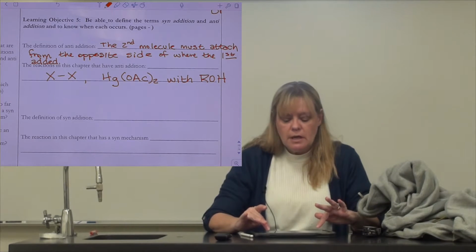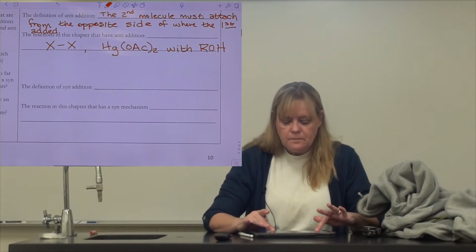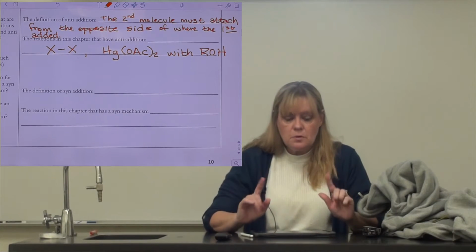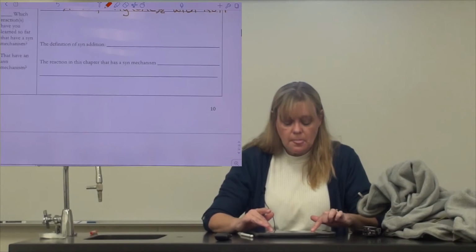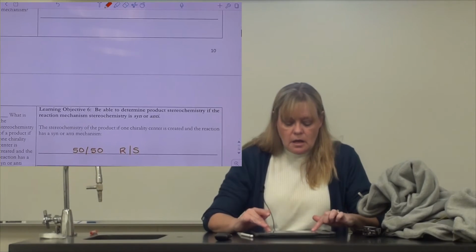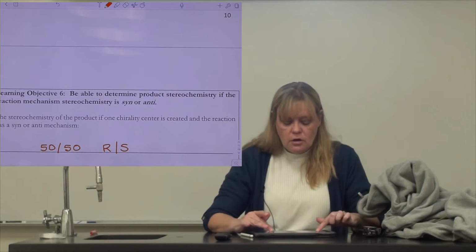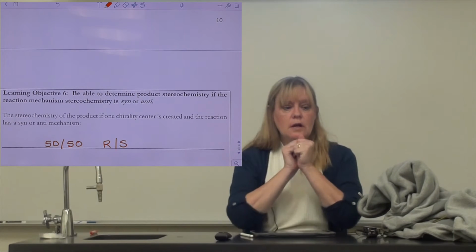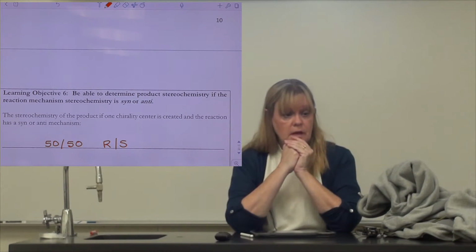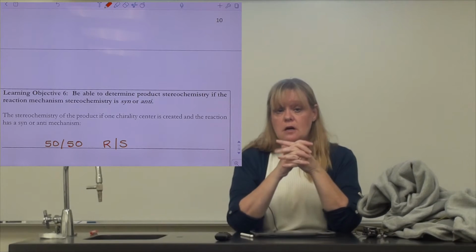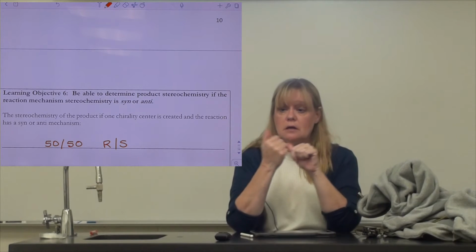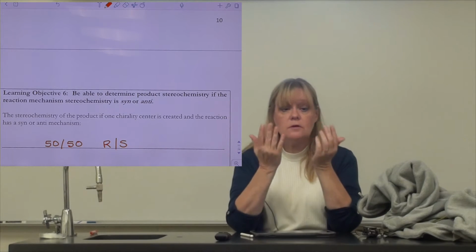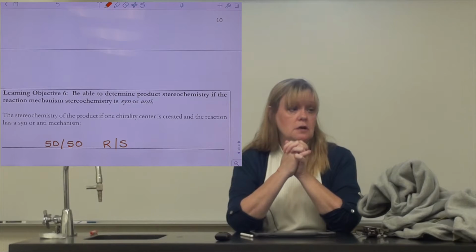It always works better when you have an example. Okay, so these are all examples of anti-addition. If the reaction has a syn or anti mechanism to it, and you create one chirality center, then once again it's 50-50 R and S. So it doesn't matter what the mechanism is, carbocation, carbon radical, syn, anti. If you're creating one chirality center, it's 50-50 R and S.